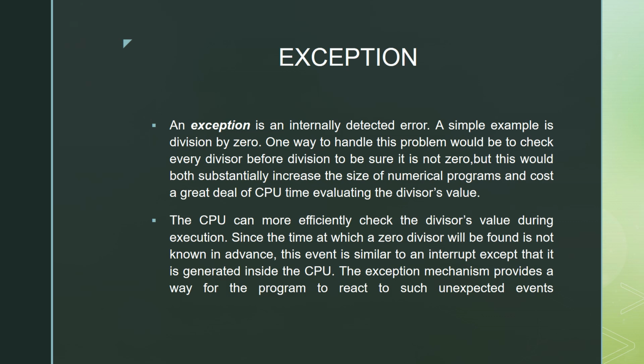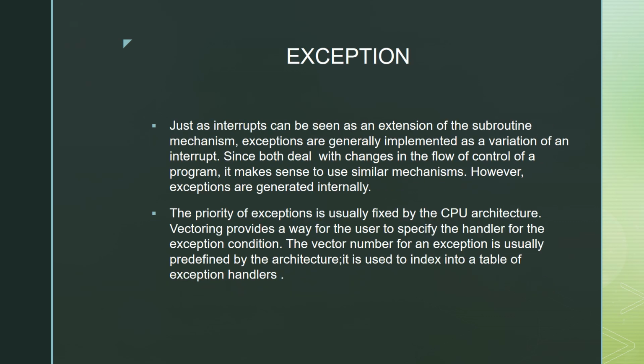So our CPU will execute a certain interrupt which is produced by the CPU. The priority of the exception is fixed by the CPU architecture, because an exception is similar to an interrupt. An exception consists of a vector table as well as an index address, everything similar to an interrupt. The vector number for an exception is usually predefined by the architecture. It is used to index into a table of exception handlers.